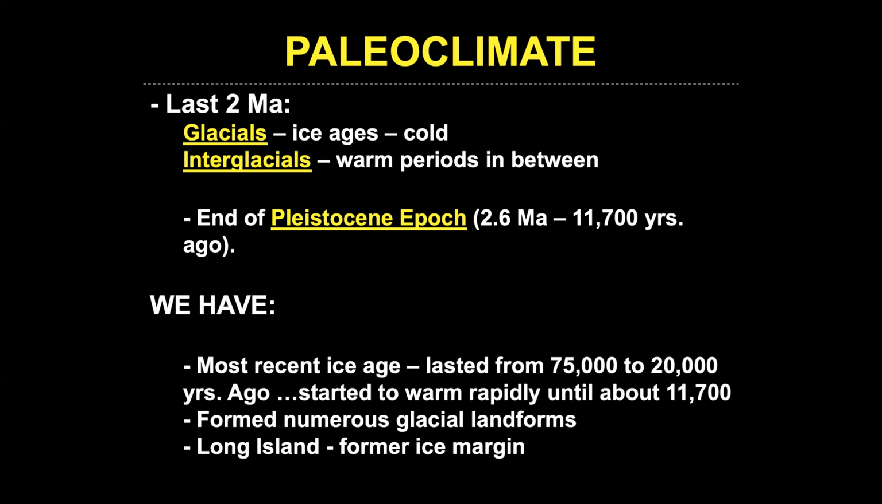So, think about the idea of when the last ice age formed, New York State was covered in ice. It started to warm rapidly after about that 11,700 year point, and numerous glacial forms began to form, like Long Island, for example, like the Catskills and the Adirondacks. And if you think about New York State, like the Finger Lakes region, these are all glacial landforms that formed as the glaciers retreated away from that area.